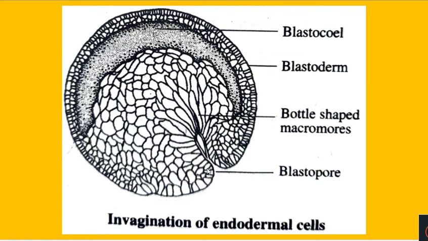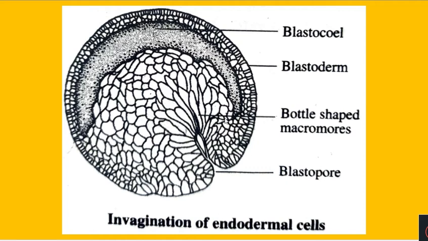So, the first process is the formation of a small notch. This is a small notch which develops below the equator. This is the equatorial region, this is the equator. It develops exactly below the mid dorsal point of the grey crescent of the blastula. It is this region that represents the grey crescent of the blastula. Just below that, a notch appears, below the equator, exactly below the mid dorsal point of the grey crescent.